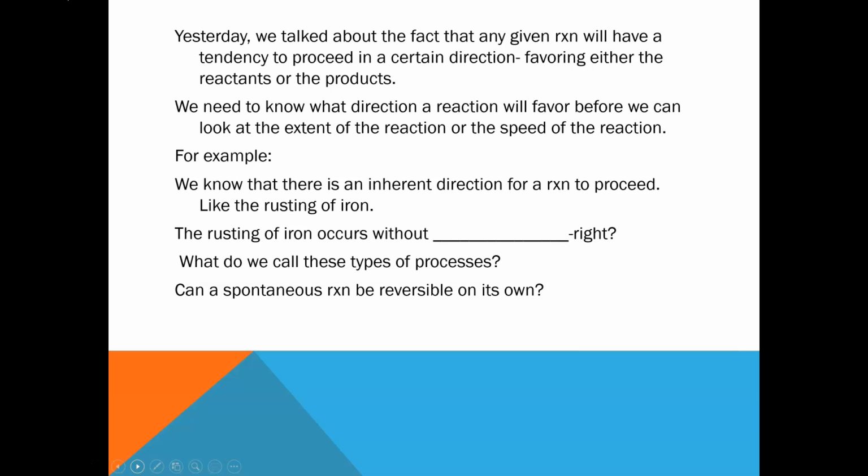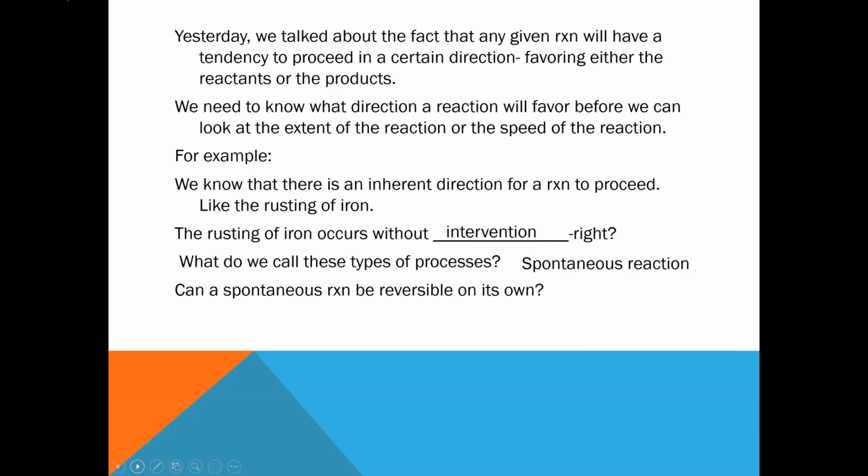Okay, so now we're going to talk about which direction is favored. Is a chemical reaction favoring the products or favoring the reactants? But we need to look at the extent of the reaction or the speed of the reaction first. Okay, we know that there's an inherent direction for a reaction to proceed, like the rusting of iron. Once you leave iron out in the elements and it gets oxidized, you cannot go back. It's going to naturally proceed to become rust. So the rusting of iron occurs without intervention. Okay, without intervention. So we call that spontaneous.